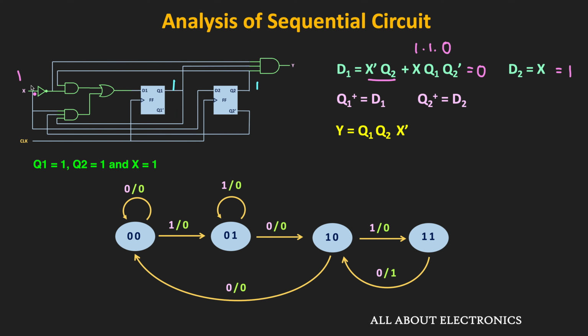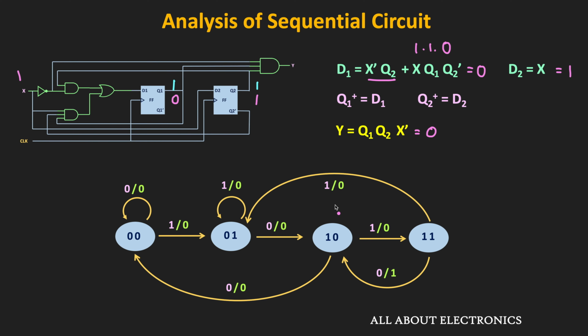That means whenever the input X is equal to 1, then this D1 is equal to 0 and D2 is equal to 1. Therefore, at the next clock edge, Q1 and Q2 will become 0 1. That means now the circuit will do a transition from 1 1 to 0 1. And here, since X is equal to 1, this X bar will become 0. That means in this condition, the output Y will remain 0. So in this way, we have covered all the possible output transitions for each state. And this is the state diagram of the given circuit.